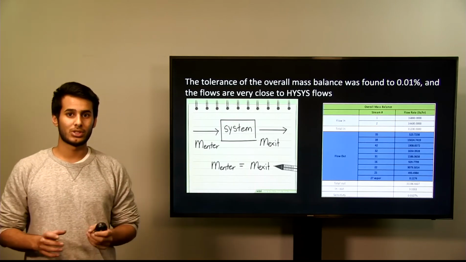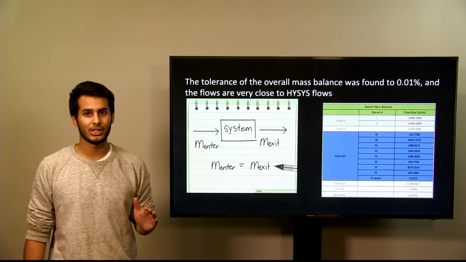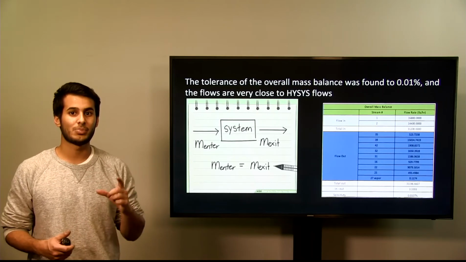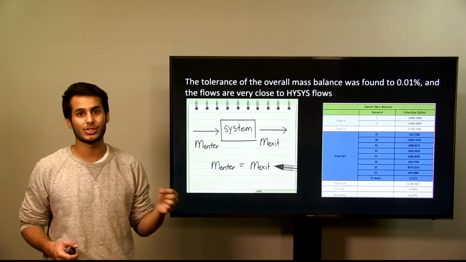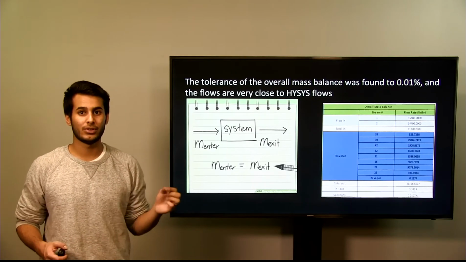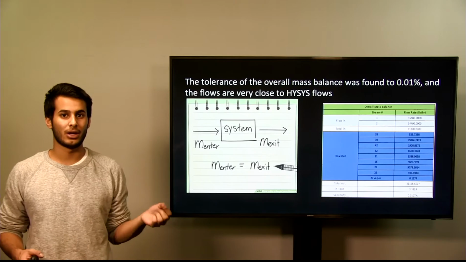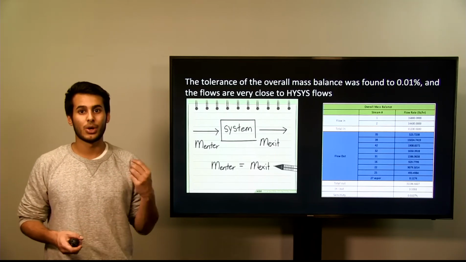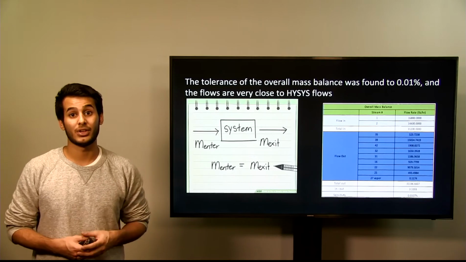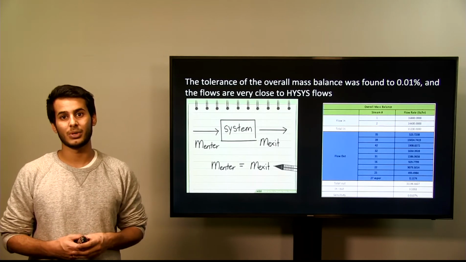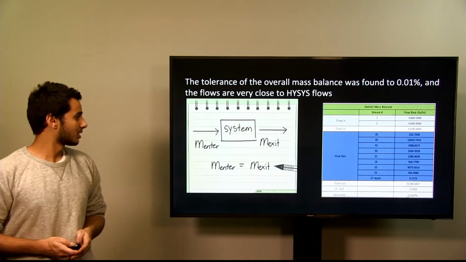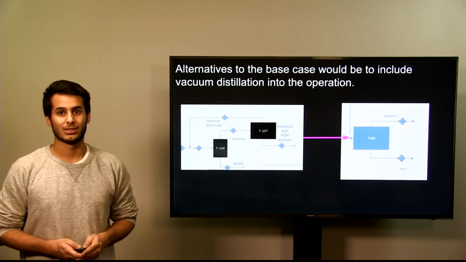It is also important to mention that when we initially attempted the mass balance, we used a model based on the difference in boiling point temperature. However, that model was not accurate because it does not account for the azeotrope that forms. So therefore, we used the recovery numbers that we got from HYSYS. And that's basically our mass balance.